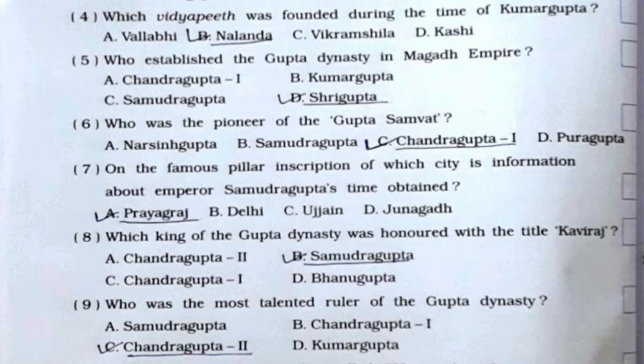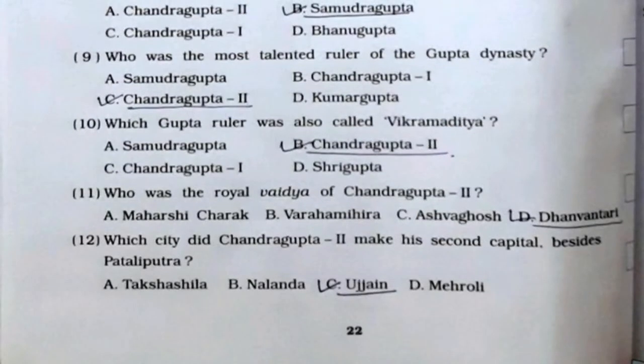Ninth one, who was the most talented ruler of the Gupta dynasty? It's option number C, Chandragupta II. Tenth one, which Gupta ruler was also called Vikramaditya? It's option number B, Chandragupta II. 11th one, who was the royal Vaidya of Chandragupta II? It's option number D, Dhanvantri.